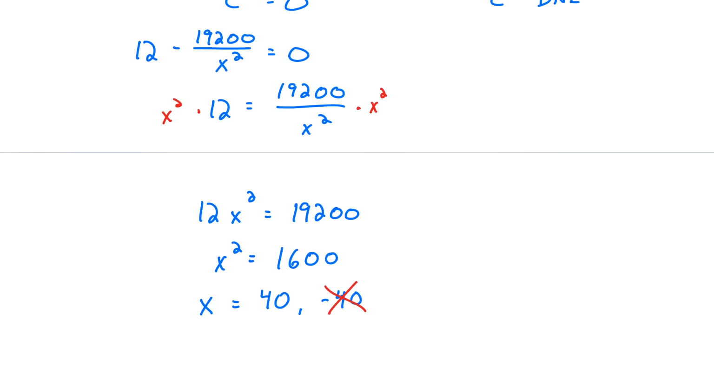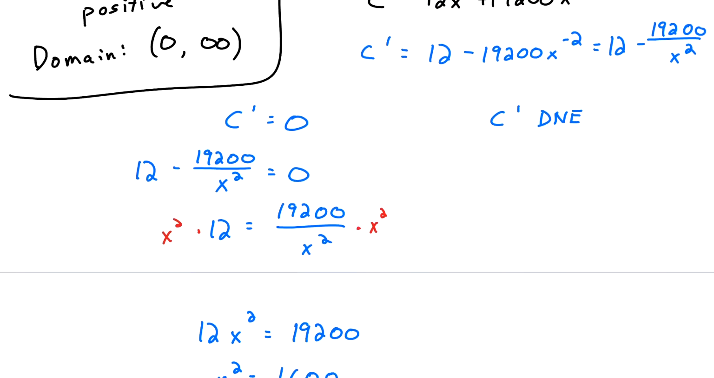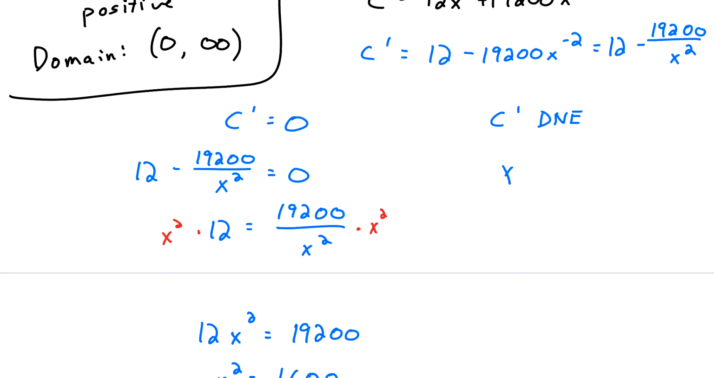So that was the first case. I also need to think about places where C prime does not exist. So I'm going to look at my derivative. I'm really worried about where that denominator is equal to 0. So I'll say, okay, if I take x squared and set that equal to 0, and I solve, I can just take the square root of each side real quick. We end up with x equals 0, which looks like another critical number, but remember, we want to check to make sure that that critical number is in our domain.